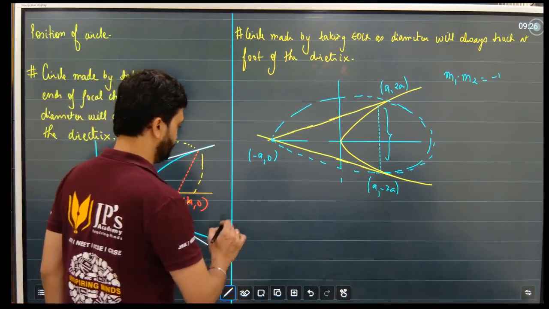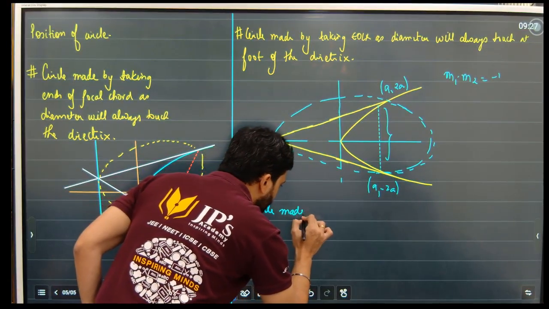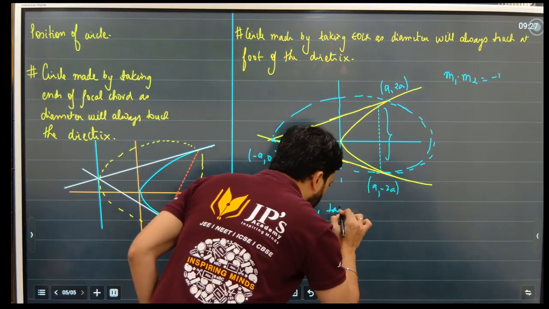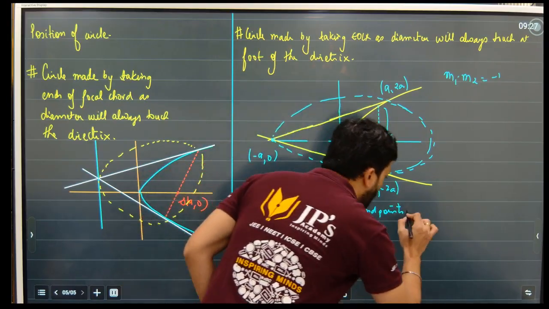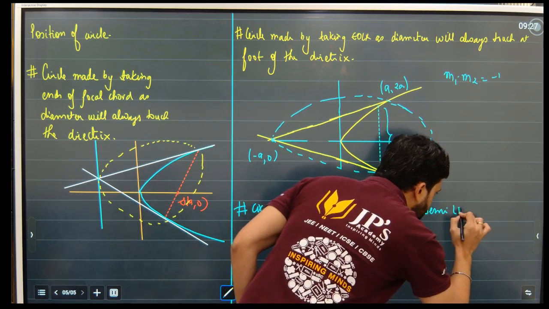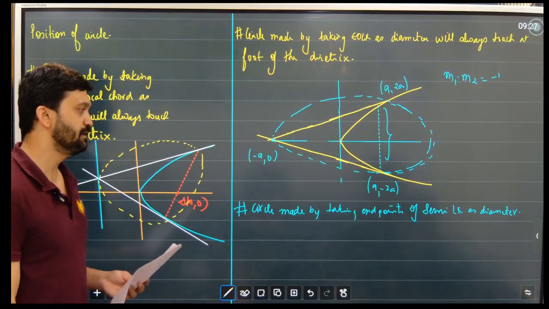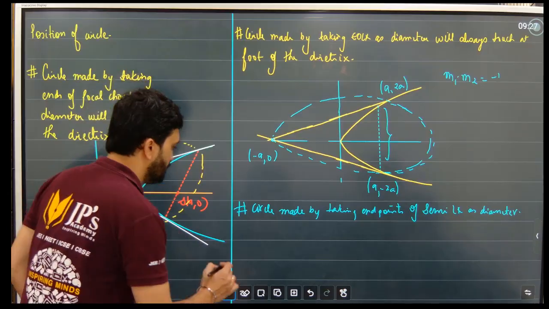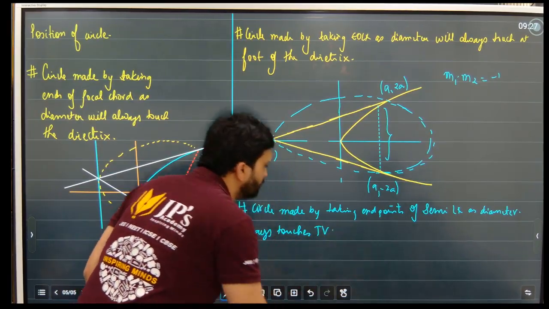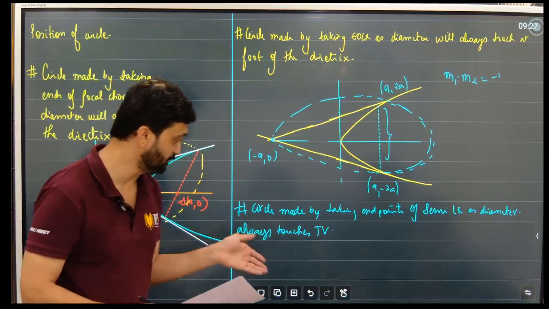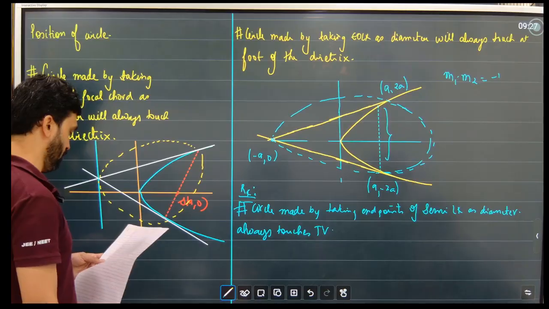Okay, and the last point: the circle made by taking the end points of the semi-latus rectum as diameter always touches the vertex. The Y-axis is the tangent at the vertex. So remember this. This is a very important point. The circle made by taking the semi-latus rectum as diameter always touches the vertex.